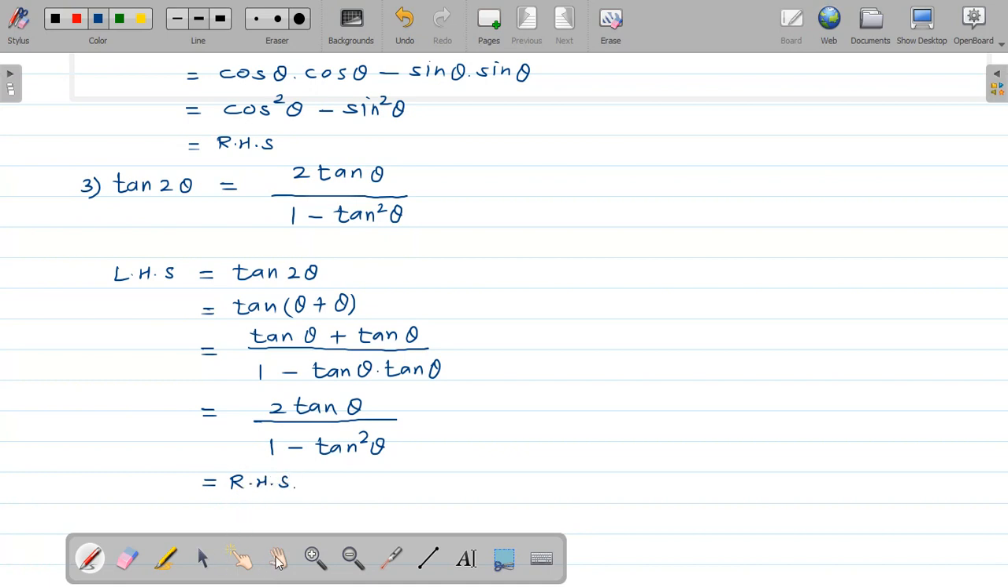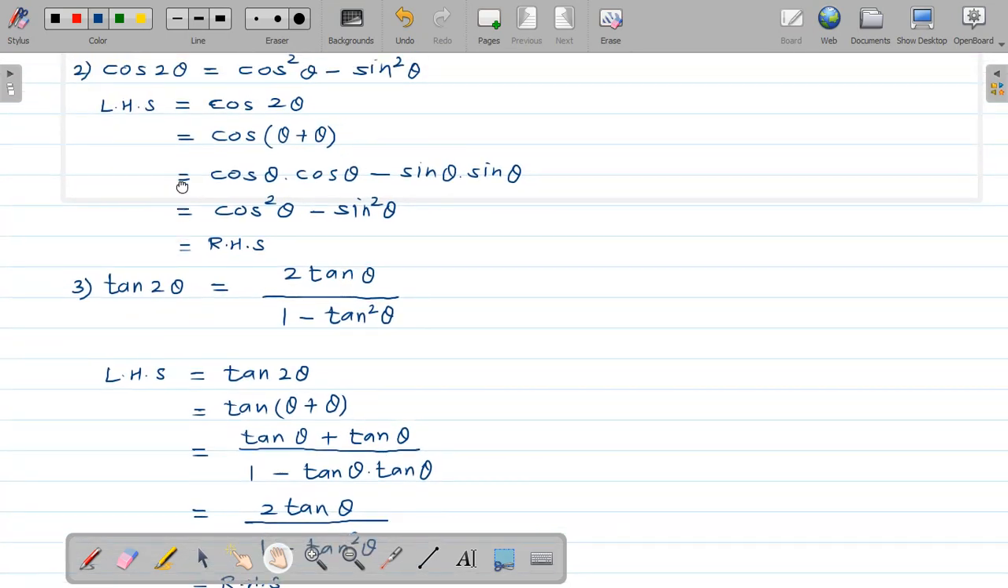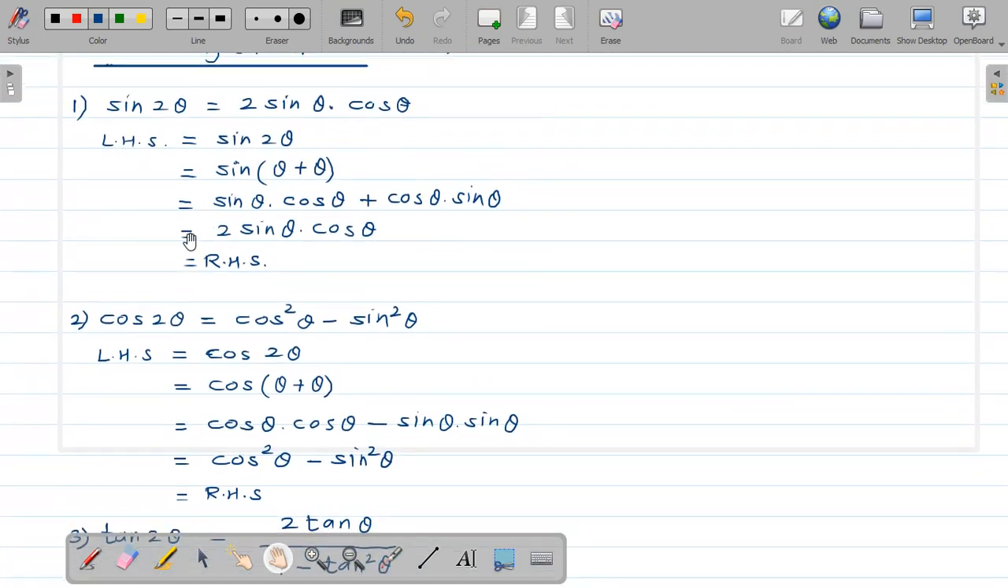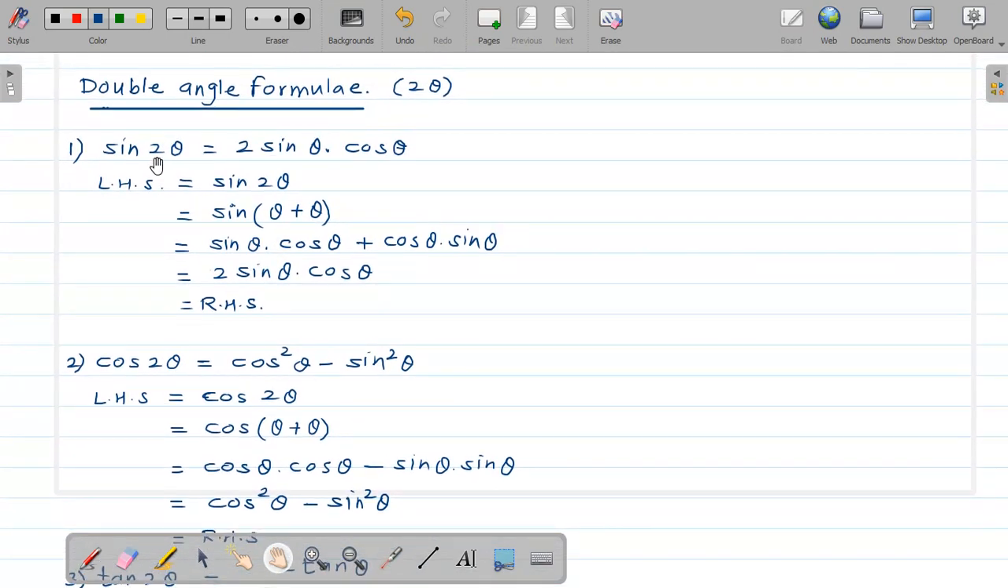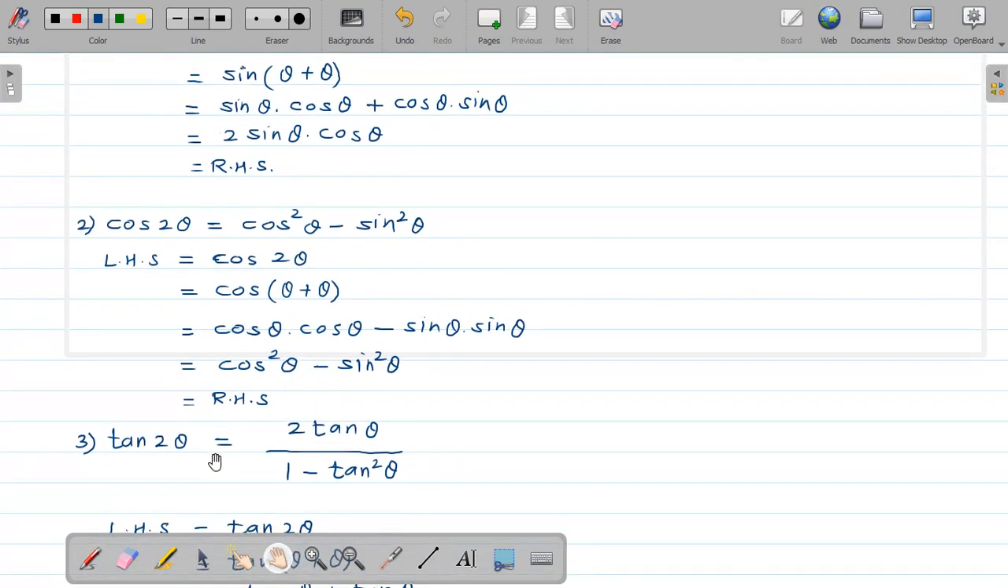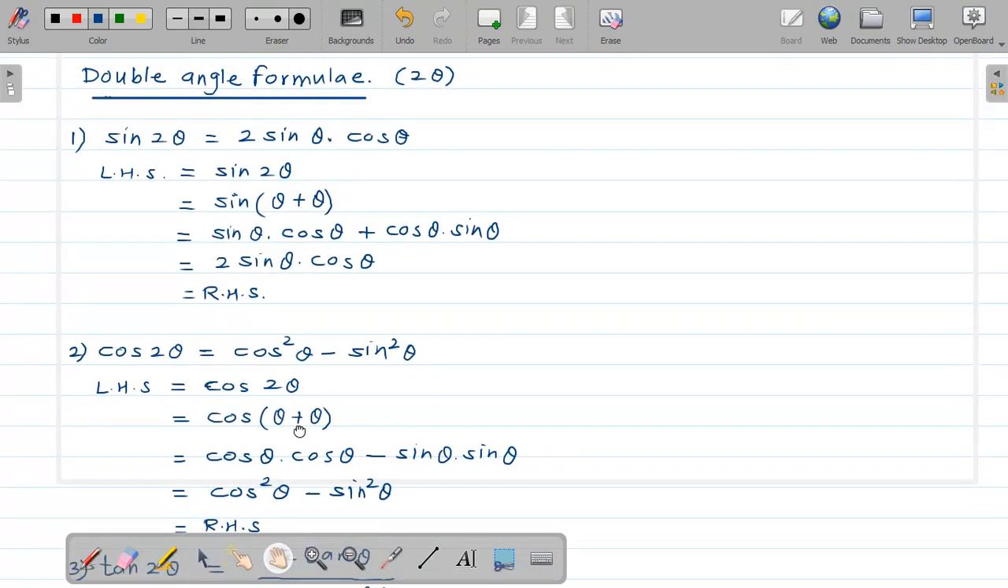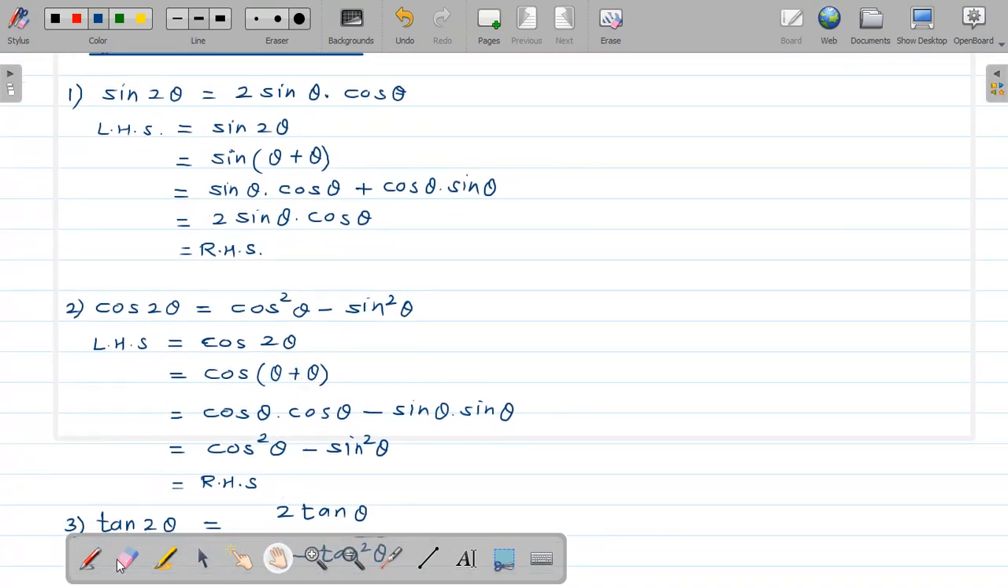Okay, now observe all these formulae. The double angle formula for sine: sine 2 theta is equal to 2 sine theta into cos theta. Cos 2 theta is equal to cos square theta minus sin square theta, and tan 2 theta is equal to 2 tan theta upon 1 minus tan square theta. Now, in case of the formula of cos ratio, see, I will write that formula again here.